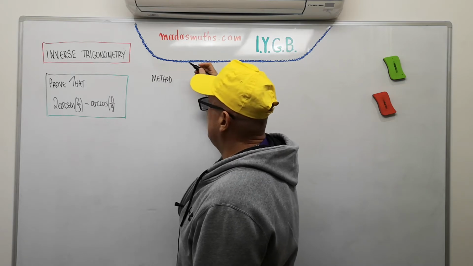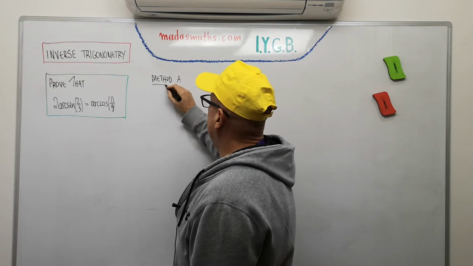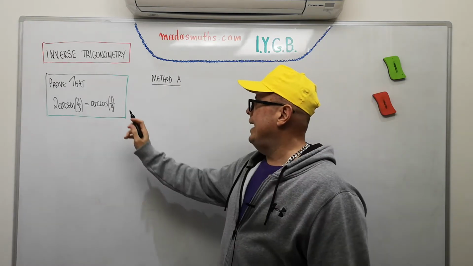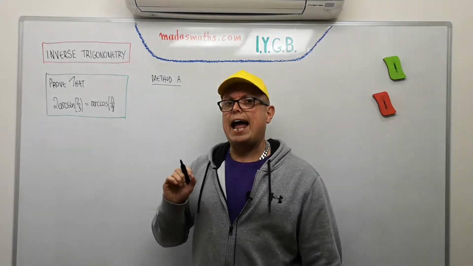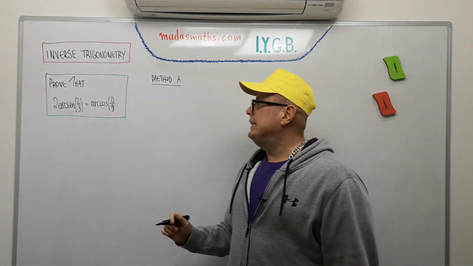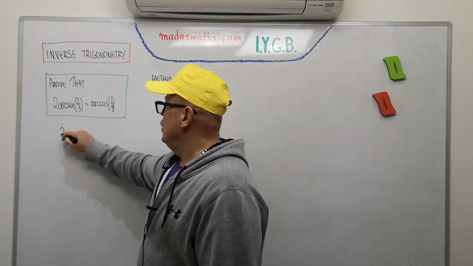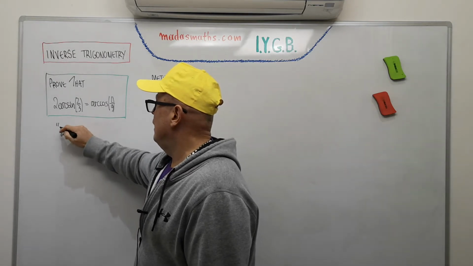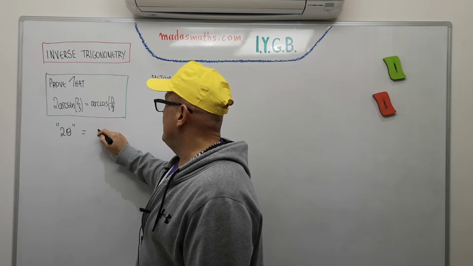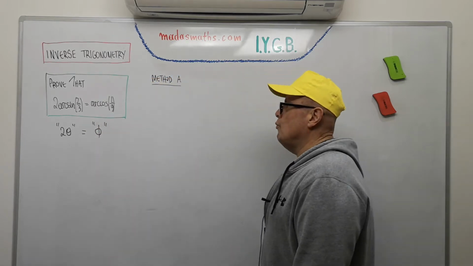So let's have a little think about what we could do for something like this. Method A. It's fairly common to think of the arcsine, the arccos and the arctan as angles. Strictly speaking, they're not angles, of course, they're functions, but it doesn't harm to think of it as saying 2 theta, where theta is the arcsine of 2/3, is equal to an angle phi, where phi is equal to the arccos of 1/9.